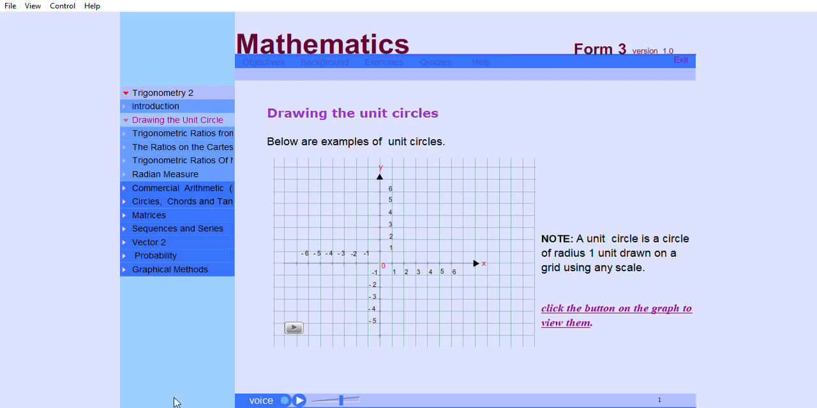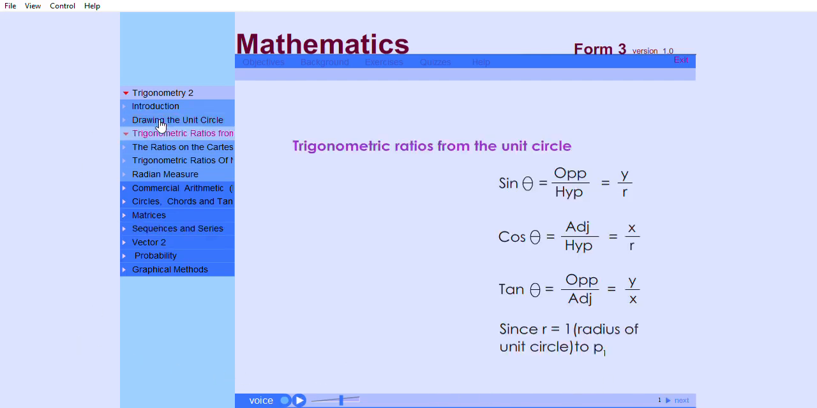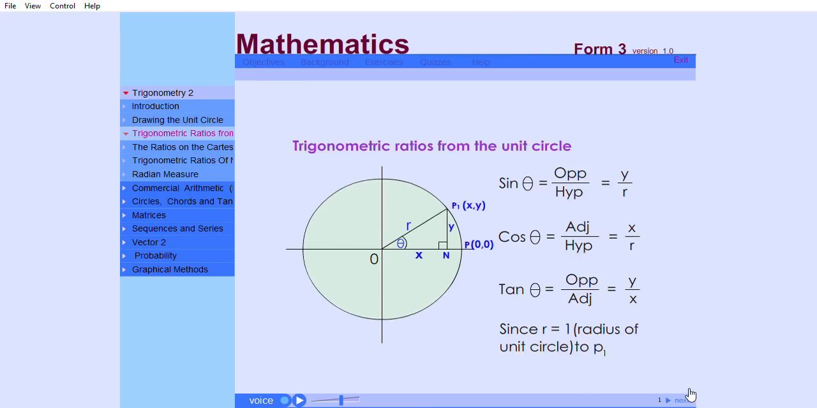Drawing the unit circle. A unit circle is a circle of radius 1 unit drawn on a grid using any scale. Click the button to observe. Trigonometric ratios from the unit circle. Sine of theta is equal to opposite side over the hypotenuse, which is equal to y over r.